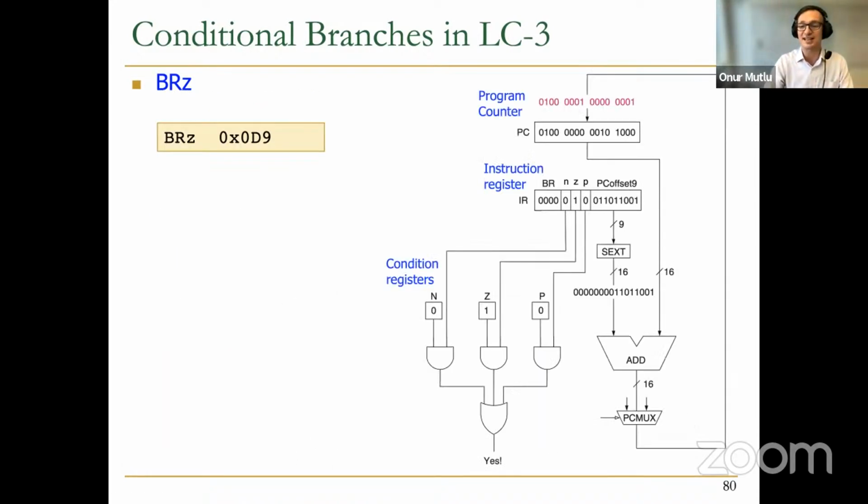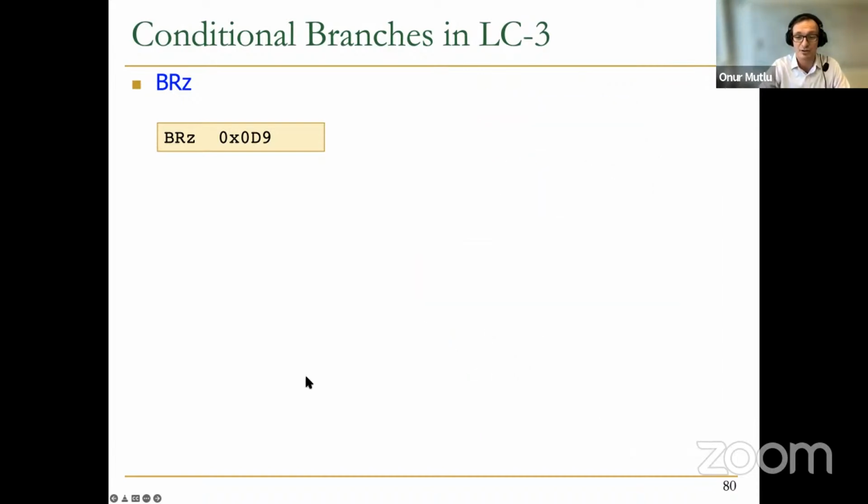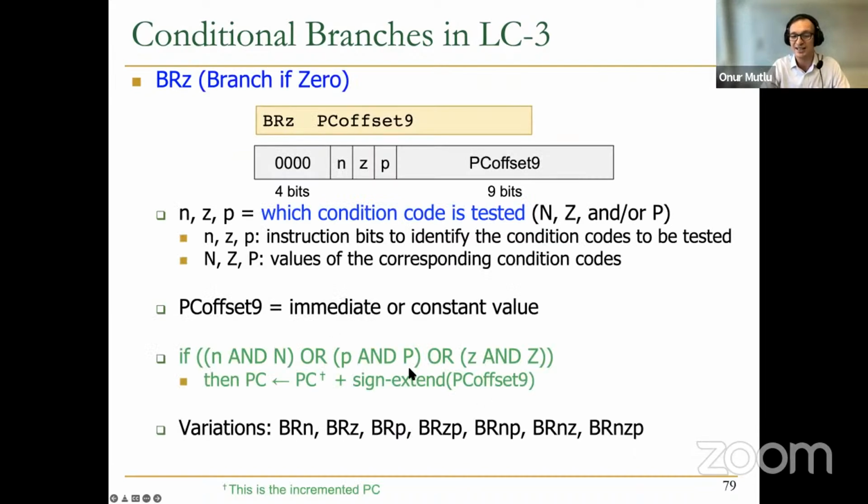This is the encoding, basically. And this is how it's executed, basically. They're the NZP register. These are condition registers, and you're testing each of them. And the logic is very similar to what I just showed you earlier. So let me actually go back to this logic. This is the Boolean logic.